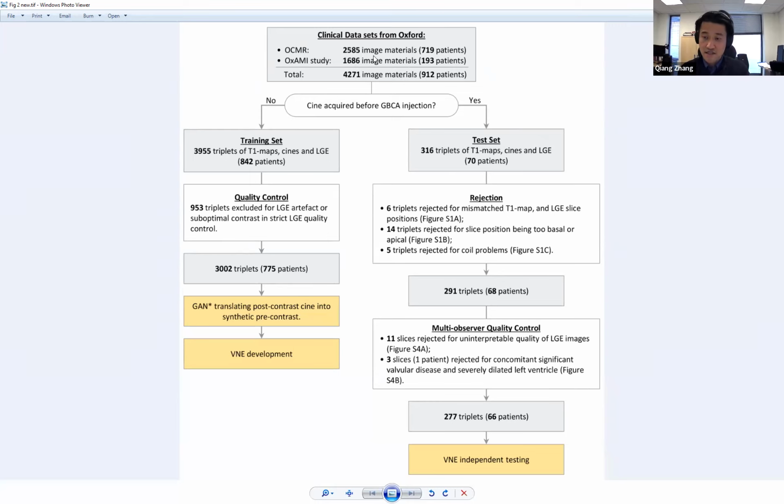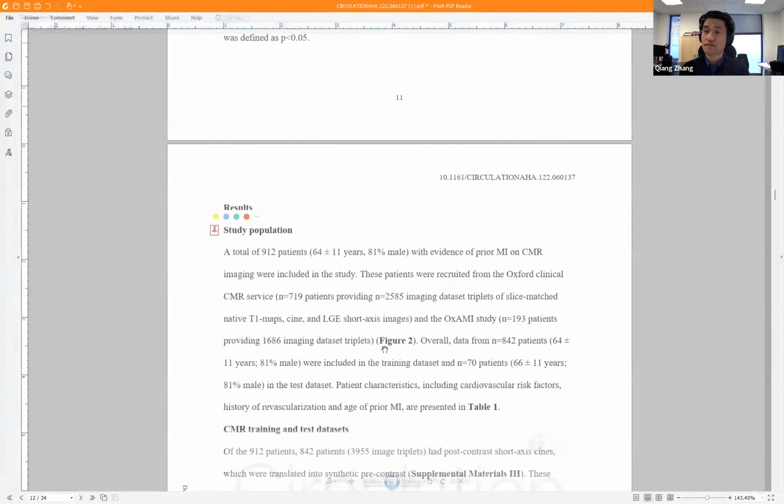The data set is then split into a training and test set. All CMR images acquired after the gadolinium contrast agent, as routinely used in clinical study and clinical practice, are used for the training of the neural networks, with the images translated into synthetic pre-contrast. And all the data set with the pre-contrast images and the pre-contrast T1 map are reserved for the independent testing, so that we can have a VNE imaging technique that's completely contrast agent free.